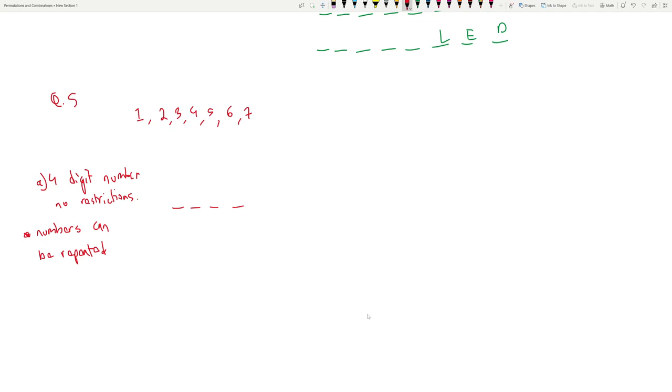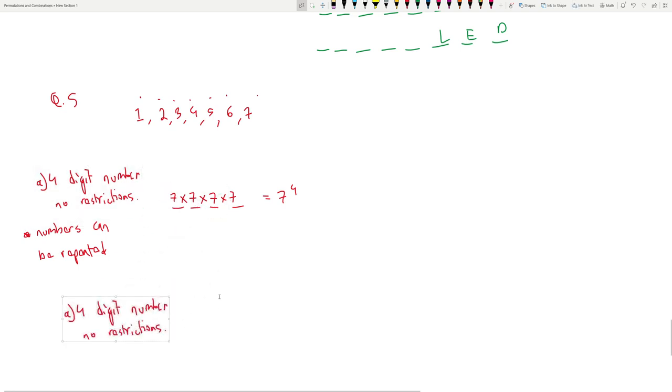That's what permutation actually means. So how many options do we have? 1, 2, 3, 4, 5, 6, 7. So you have 7 options here, 7 options here, 7 here, 7 here. So it's essentially 7 to the power 4. Okay. Let's go next.